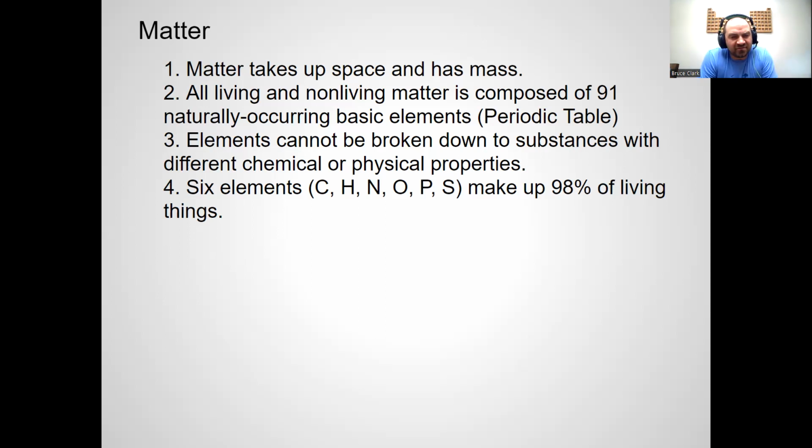How they relate to life: 6 elements, those 6 listed there, that would be carbon, hydrogen, nitrogen, oxygen, phosphorus, and sulfur, make up 98% of living tissue. Now that's not 98% of species, but if you took all the biomass on Earth, 98% of that mass would be made of those 6 elements. So carbon, hydrogen, nitrogen, oxygen, phosphorus, and sulfur. Not in that order. Important to point out, just those 6 there.